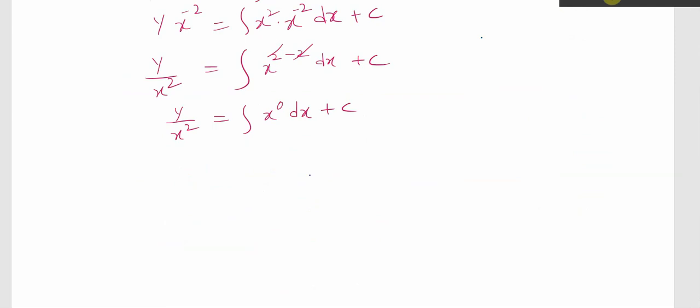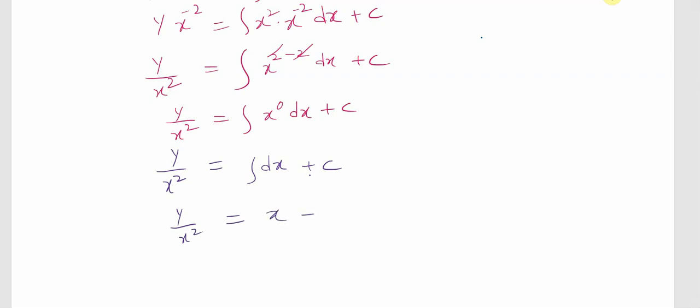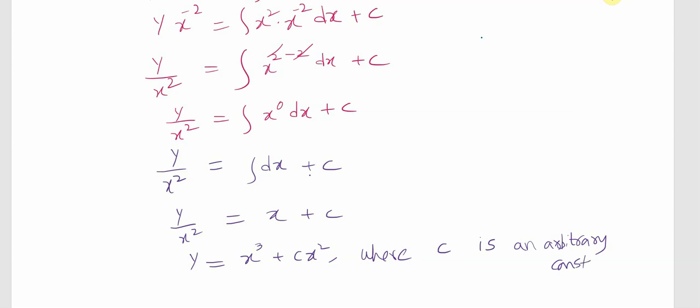So the last step, y into x power minus 2, integral x power 0, that is integral dx, because this is 1. y over x square equals integral dx, integral and derivative cancel, we know from integration. And if we take y, cross multiply with x square here and here, x multiplied by x square is x power 3 plus c x square, where again c is an arbitrary constant. So like this we solve this second differential equation.